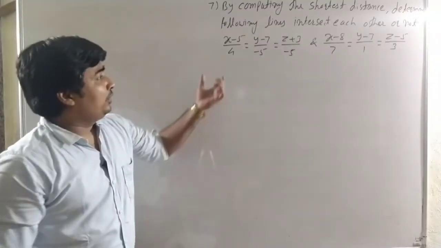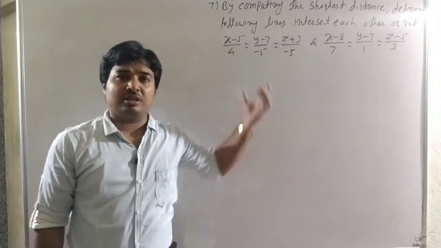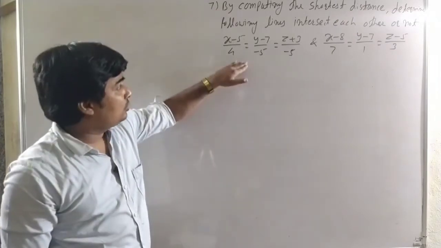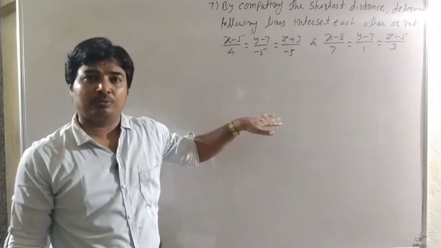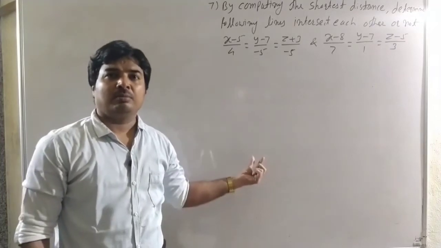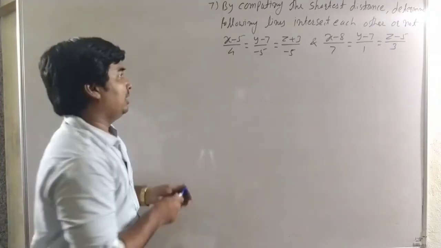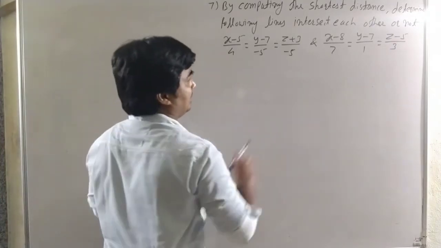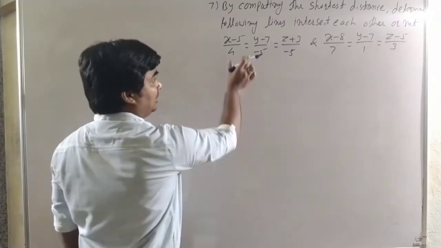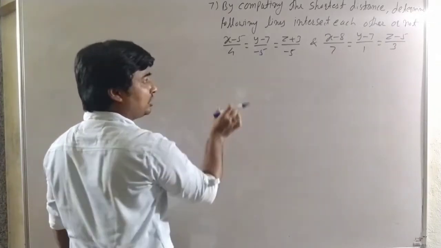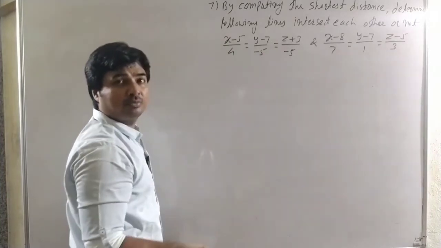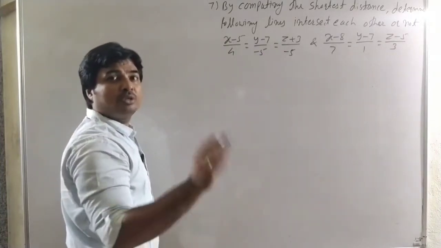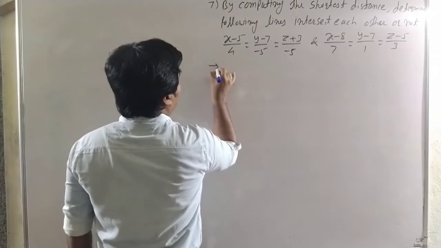We can use the Cartesian formula for the shortest distance, or reduce these lines to vector form and then use the vector method. Here we reduce these Cartesian equations of the lines to vector equations, and then find the shortest distance by using the vector formula.